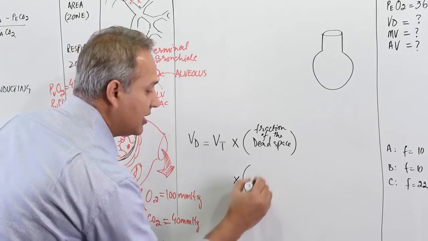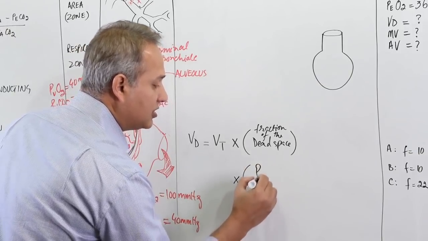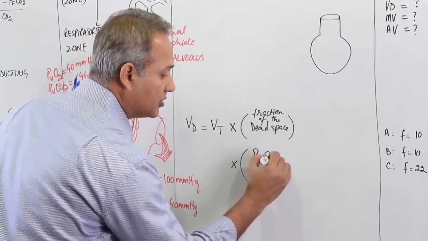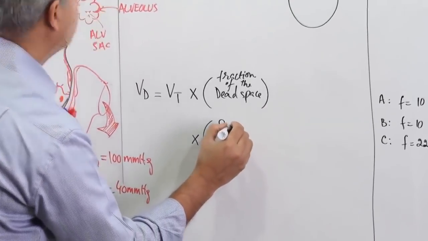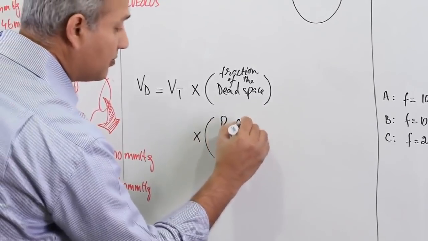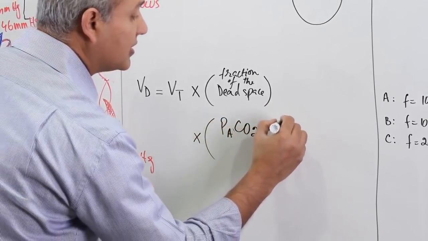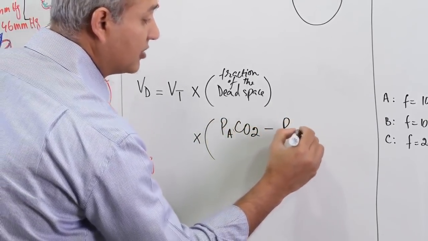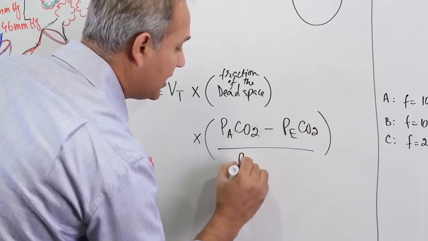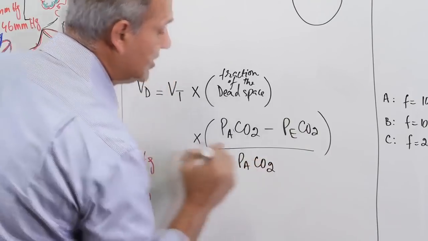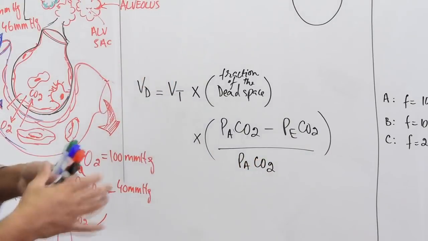I'm going to say pressure, oxygen, PaCO2 minus the P expired or expelled CO2 divided by PaCO2. What does that mean? What it says is this.